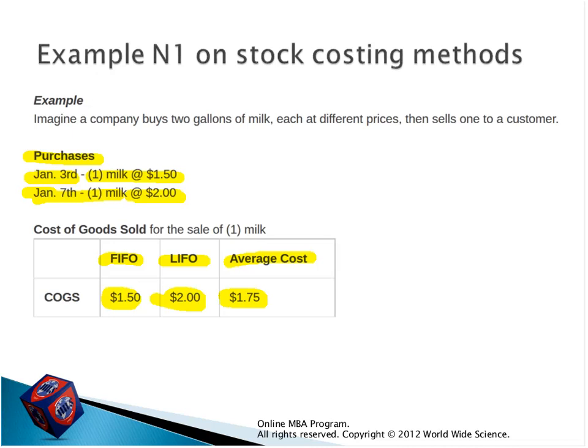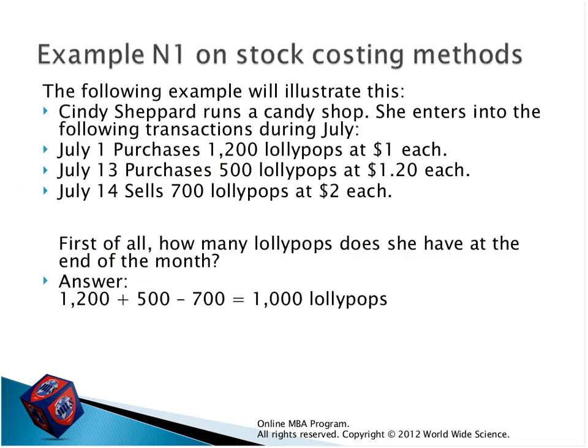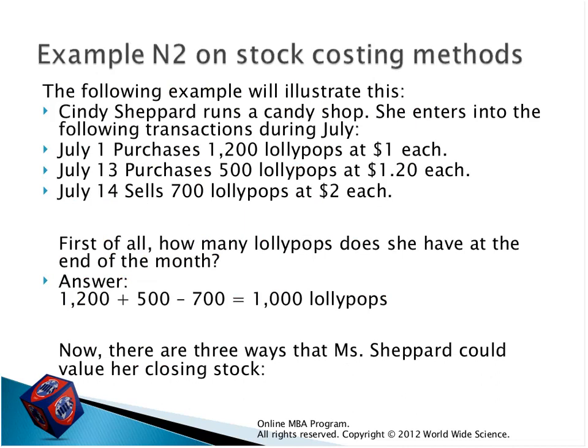That is how these companies would actually work. Let me show you first. So example 2. This is an example based on the 3 kinds of stock costing methods, but with a different sample. Here, Cindy Shepherd runs a candy shop. She enters into the following transactions during July.